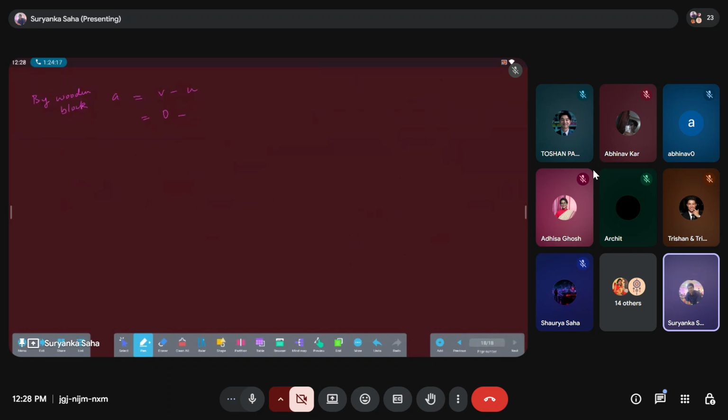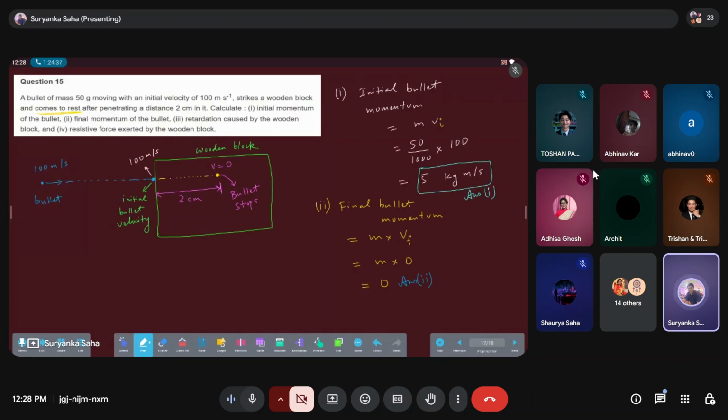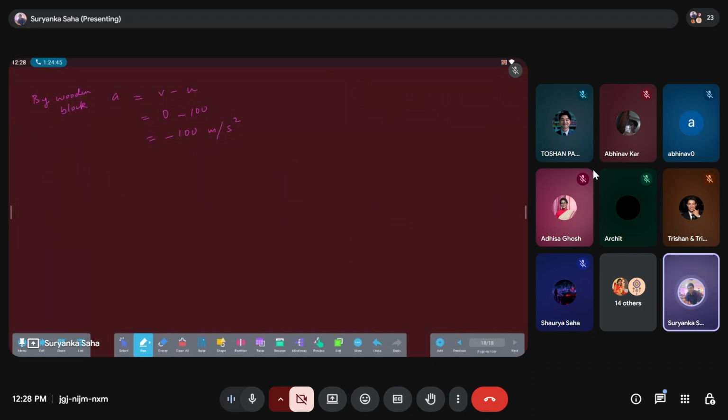Okay, minus 100 meter per second square. Okay, fine, by wooden block. Now what will happen? By wooden block it is 100. Okay, next, retardation is minus 100, so acceleration is minus 100, therefore retardation will be only 100. Okay, so this is the answer, part C.